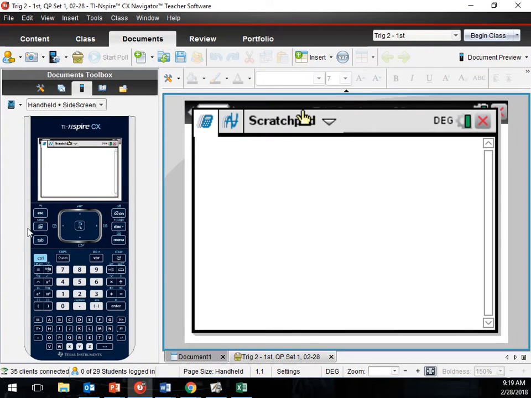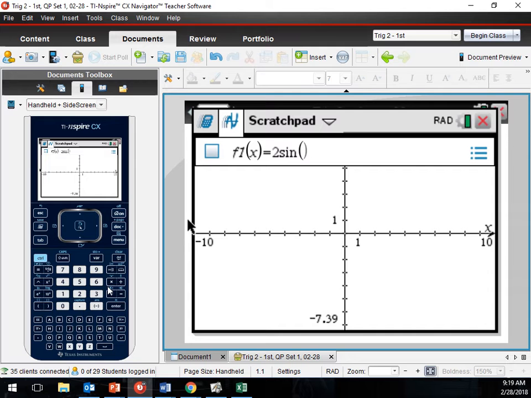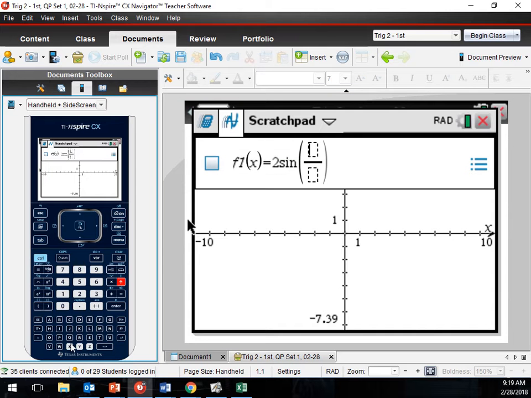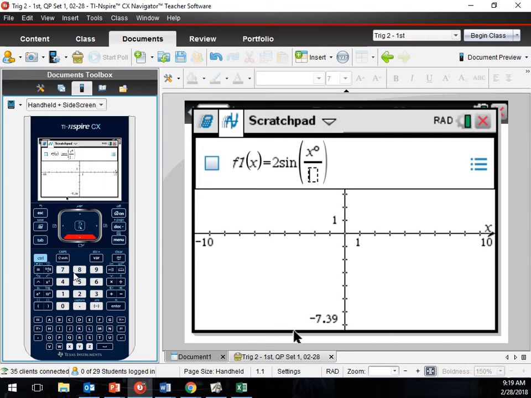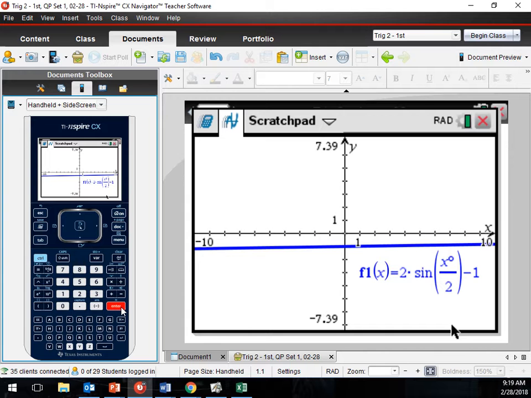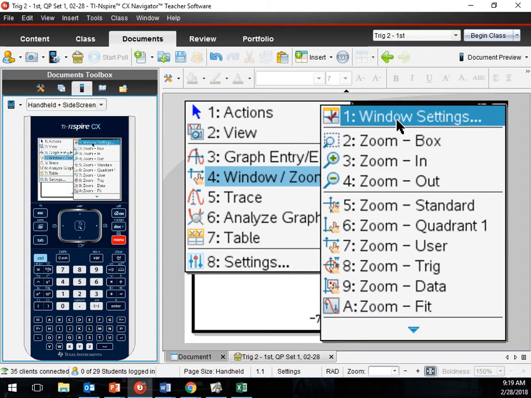Okay, so now, right here, I put in 2, sine, right? X over 2. So control, divide, x degrees over 2. Then I close that, right? And then, minus 1, there we go. That's it. Hit enter. What goes next? Menu, the window setting. Change my window, very good. 0 to 360.